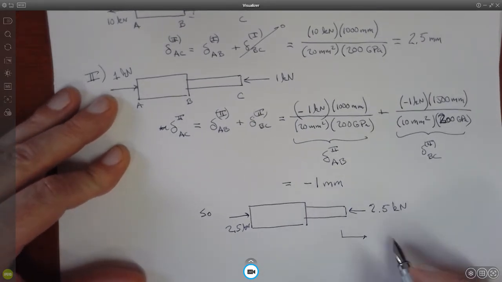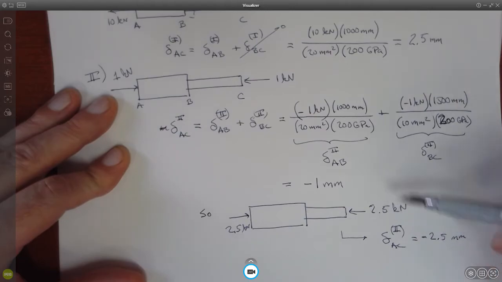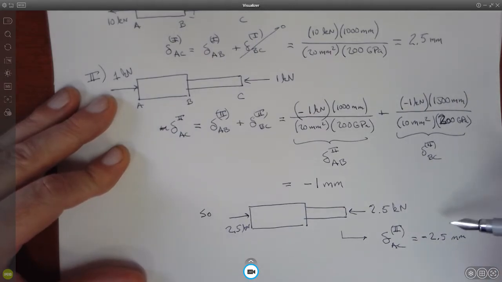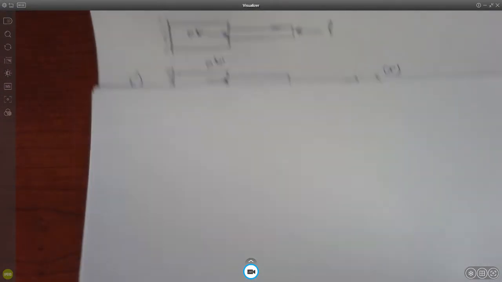would give us an elongation from A to C equal to minus 2.5 millimeters, right? It has to be 2.5 times this loading, okay? So this is actually going to be the reaction force that prevents the whole thing from elongating. So what does that mean? Okay, so let's go back and look at what we have.